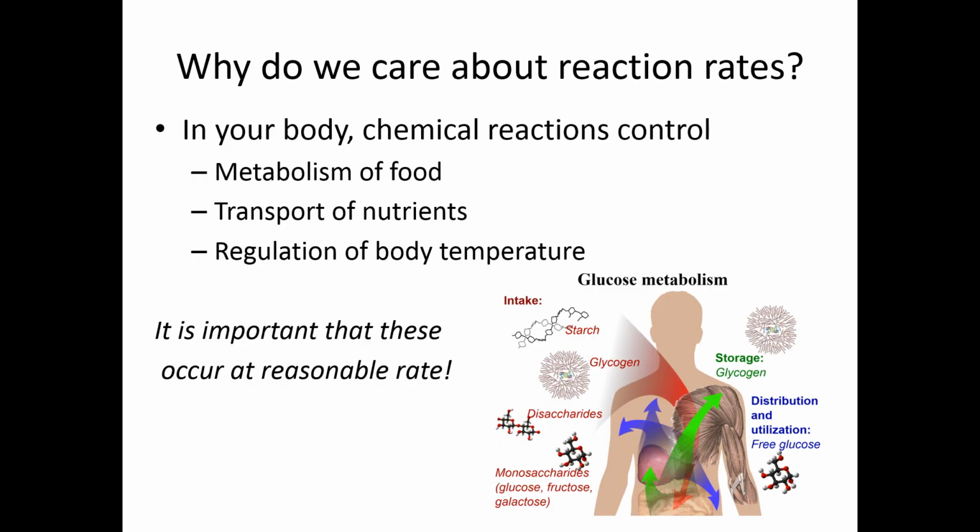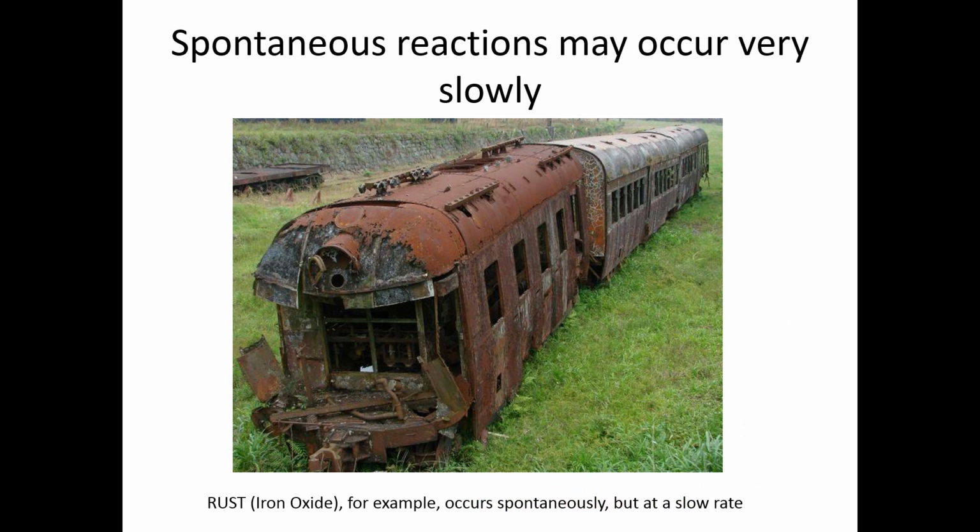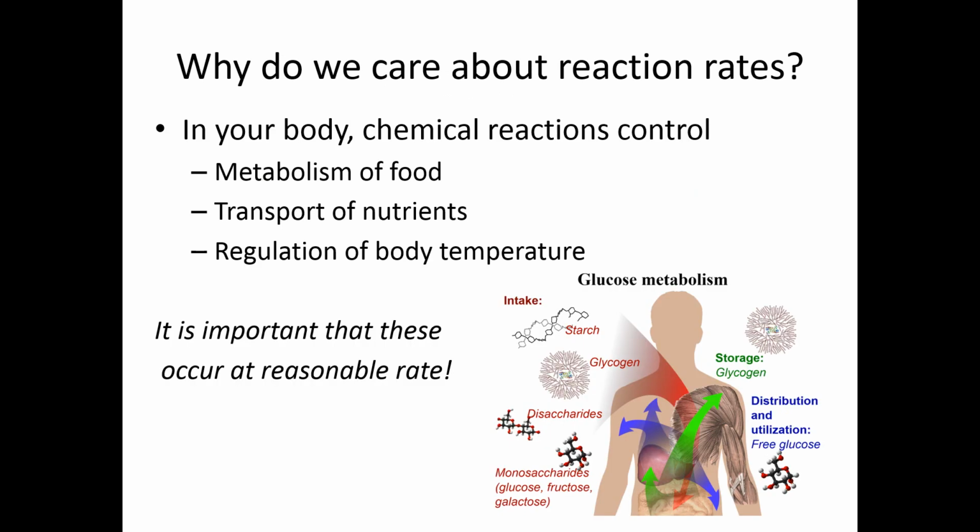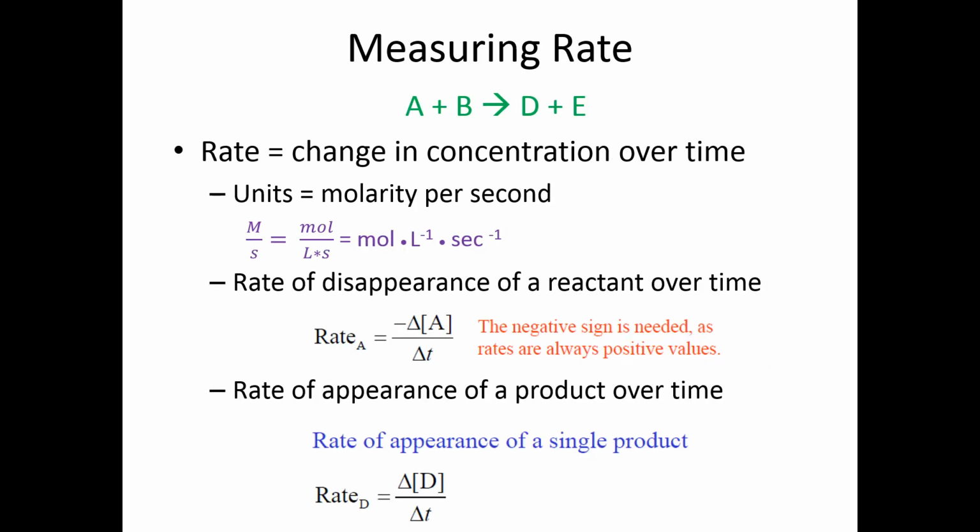And this is important because, thinking about our bodies, chemical reactions control the metabolism of food, the transport of nutrients, the regulation of body temperature. And if food metabolism occurred at the rate of rusting that train we were just looking at in that earlier picture, then we would not get the energy we would need and we would not be able to survive. So it's really important that these reactions occur at a reasonable rate. So that's what we're studying here.